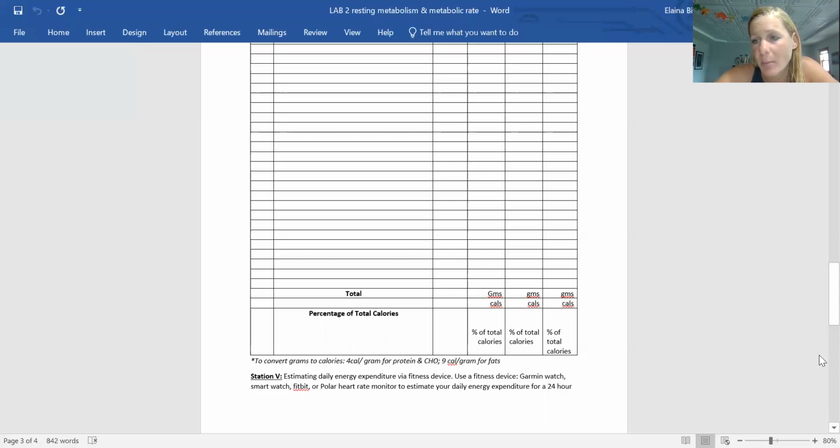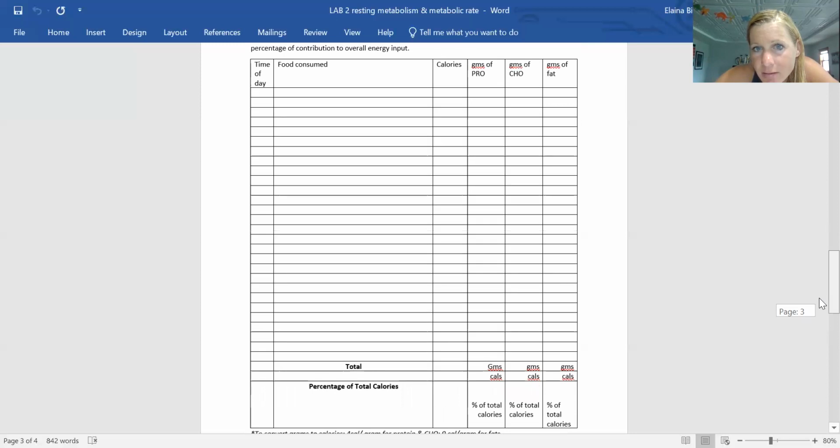So for carbohydrates and proteins, you're going to take the amount of grams that have been consumed and multiply that by 4, and that'll give you the calories. For fats, you're going to take the amount of grams times 9, and that'll tell you the calories consumed in that particular category.